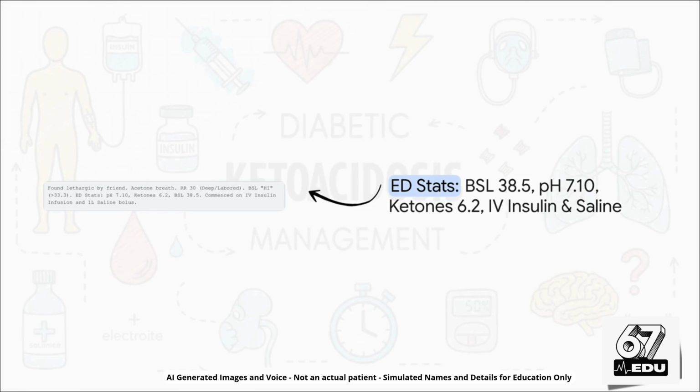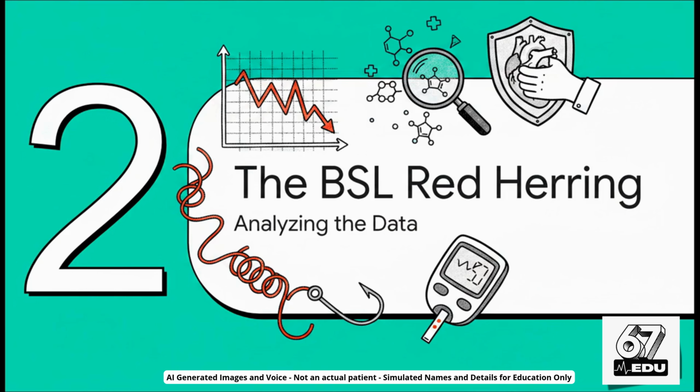And man, when she hits the ER, it's a terrifying presentation. Her blood sugar is just sky high at 38.5. Her pH is sitting at a dangerously acidic 7.10, and those ketones are massive, 6.2. Now, the ED team rightly stepped in and started an IV insulin infusion along with a 1-liter saline bolus. But as we're about to see, this initial treatment is really just the beginning of the story. Moving on to Section 2. Let's look at the data and talk about the BSL red herring.